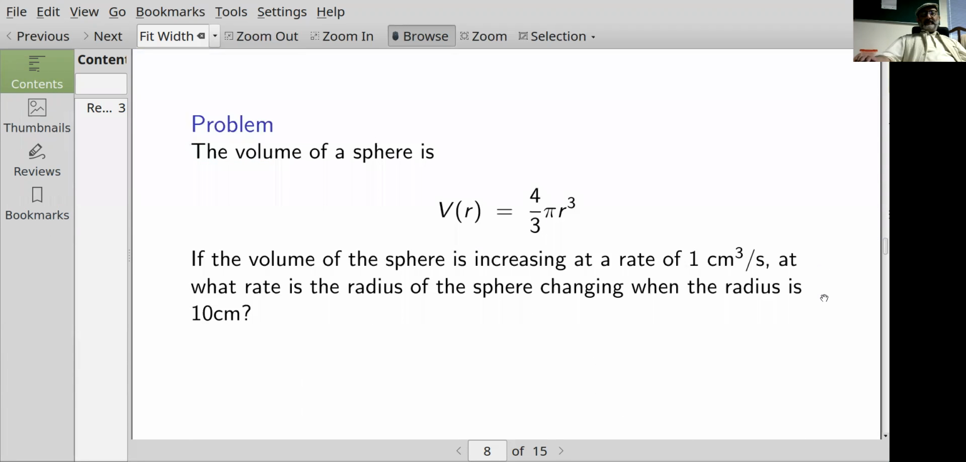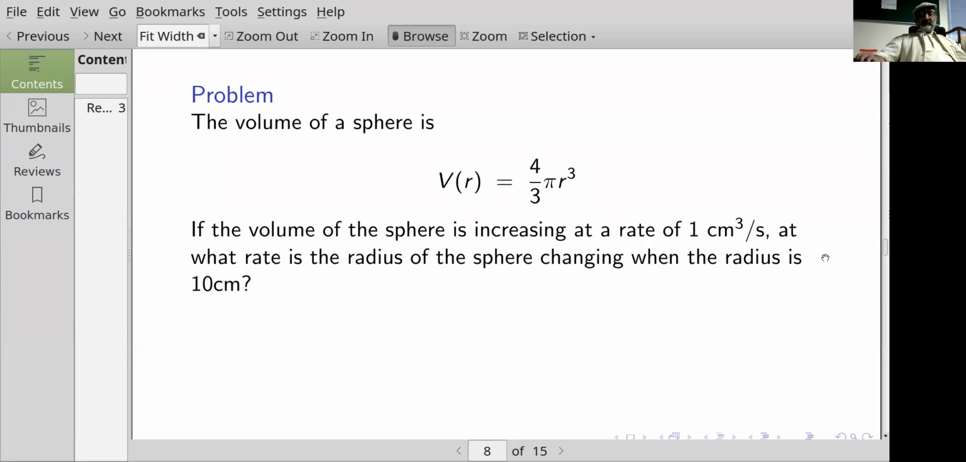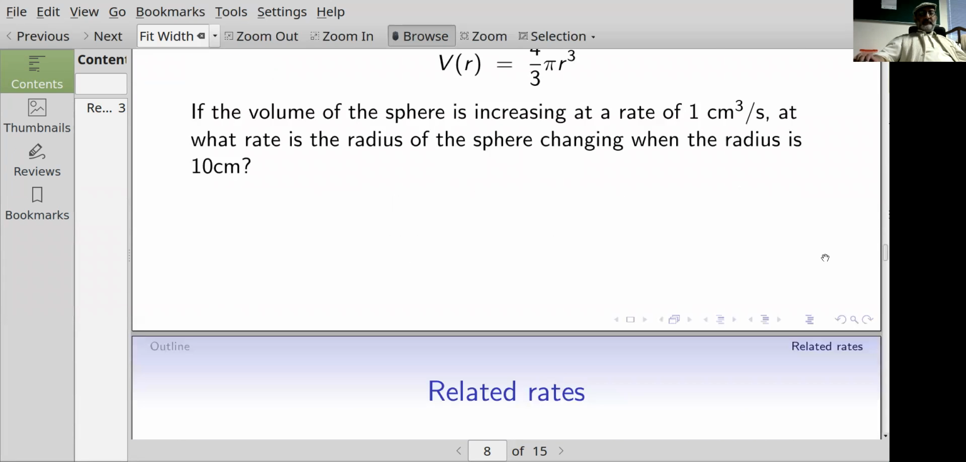Let's try something slightly different. You have V of r equals 4/3 pi r cubed. Now you're told what dV by dt is, and you have to work out what dr by dt is when r is equal to 10. And so in this case, you're going to differentiate, use the chain rule, and you're going to have to solve for the derivative that you are looking for.